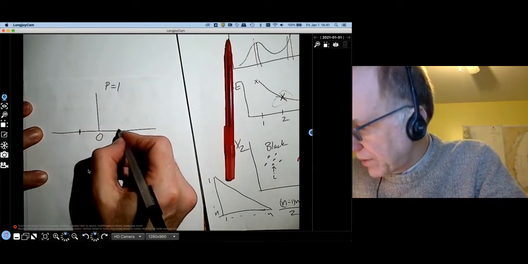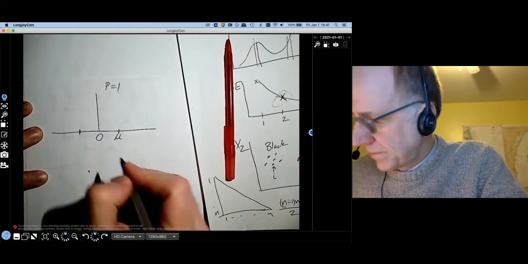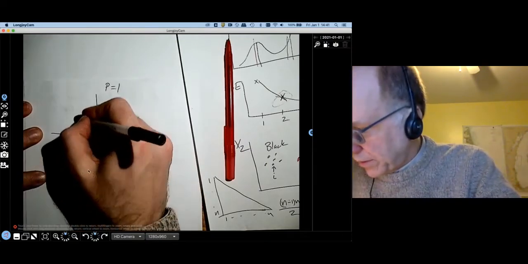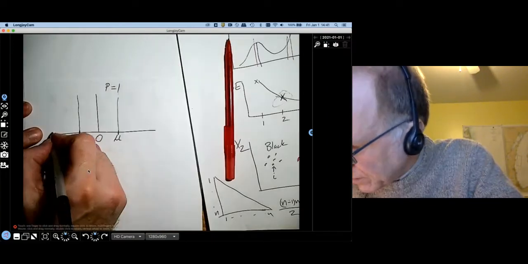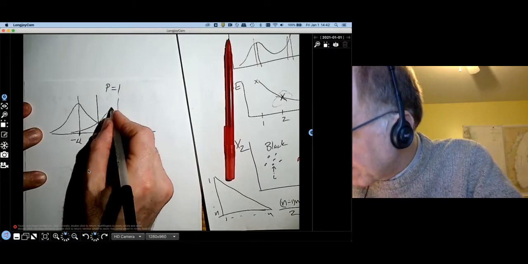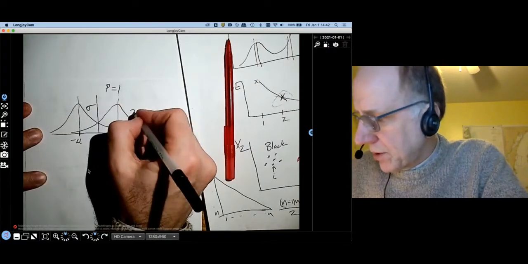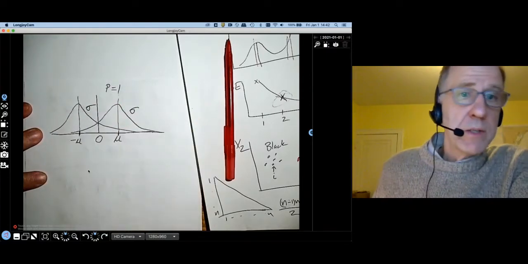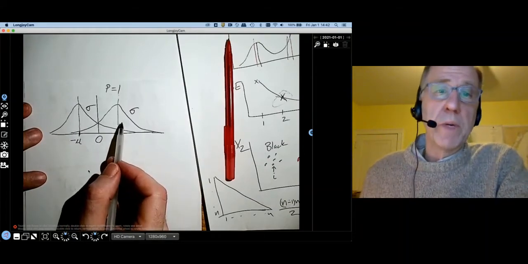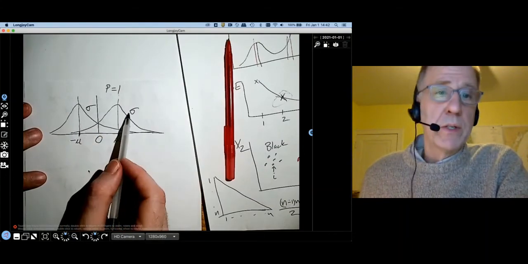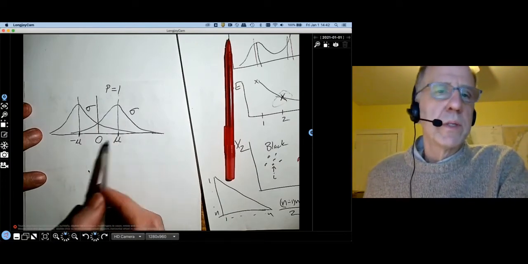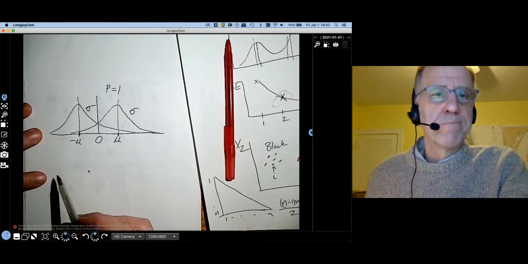Suppose that I have some number mu, and this is negative mu, that is the cluster centroid of my two clusters. So here is one of my clusters. Here is the other cluster. I'm going to assume that both of these have the same variance, sigma. So this ought to be the perfect case for K-means, where my variances are the same. I've got quite a bit of distance between these two cluster means.